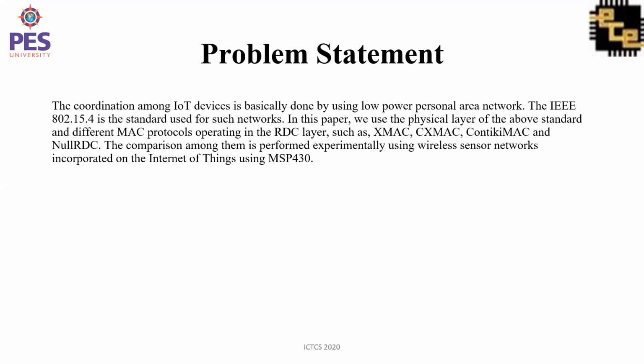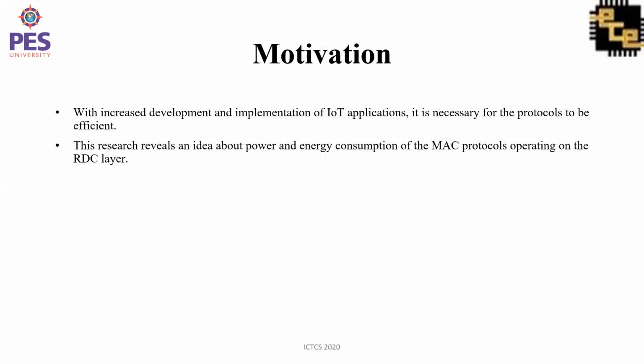So we know with the current technology, the number of IoT devices is increasing, and it is done by using low power personal area networks. So in this research, we used the physical layer of the IEEE 802.15.4 standard and the MAC protocols operating on the RDC layer. And we experimentally performed the comparison between each protocol to find out the most efficient protocol operating in the RDC layer. We know the motivation. With the increased development and implementation of IoT applications, it's necessary for the protocols to be efficient and consume less power and energy, so that you're saving more time and also decreasing the latency.